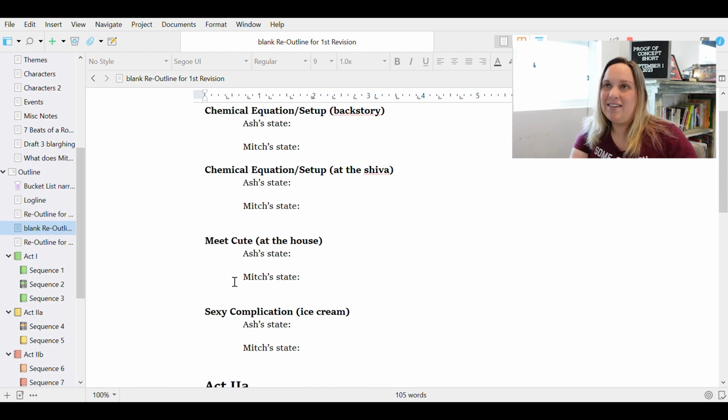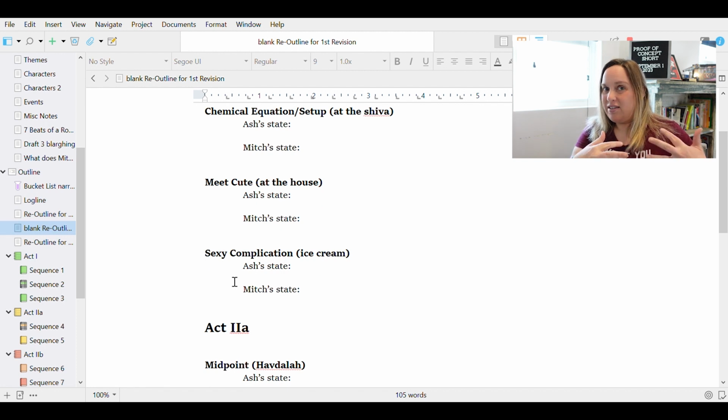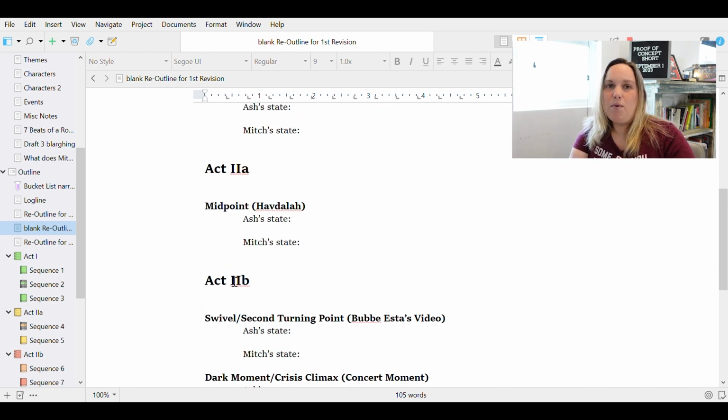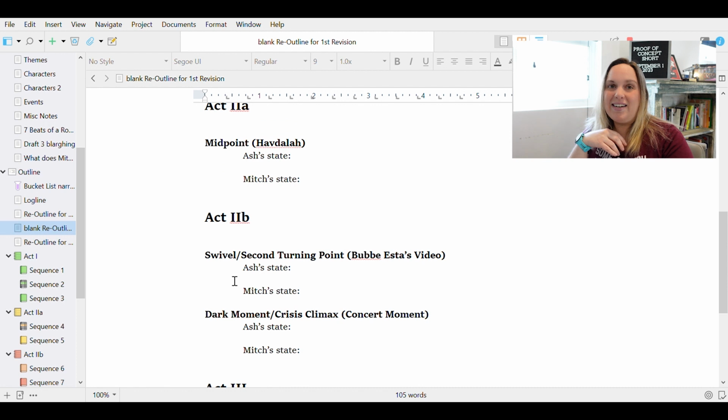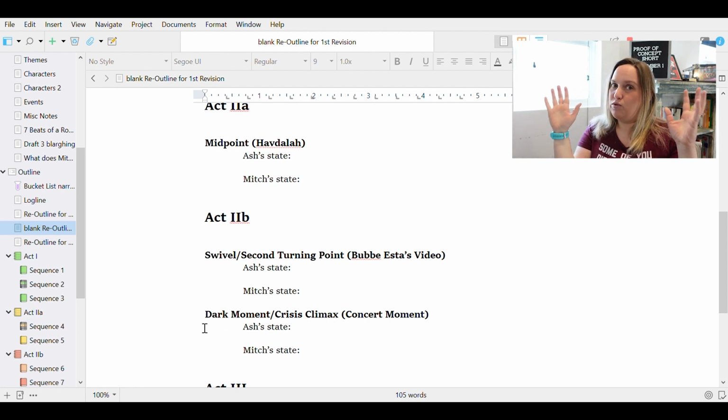Sexy complication, it's the moment where all of the animosity that they have for each other, their problems erupt and they find themselves stuck together in some way. The midpoint is the point where feelings erupt, things happen, something shifts in their relationship. The swivel, or the second turning point, is the moment where these characters enter a point of no return, where their conflict and their wants and their desires clash with the possibility of a romantic future, and it feels like it's going to be one or the other. And the dark moment, or crisis climax, is when those 2 opposing forces come together and explode.